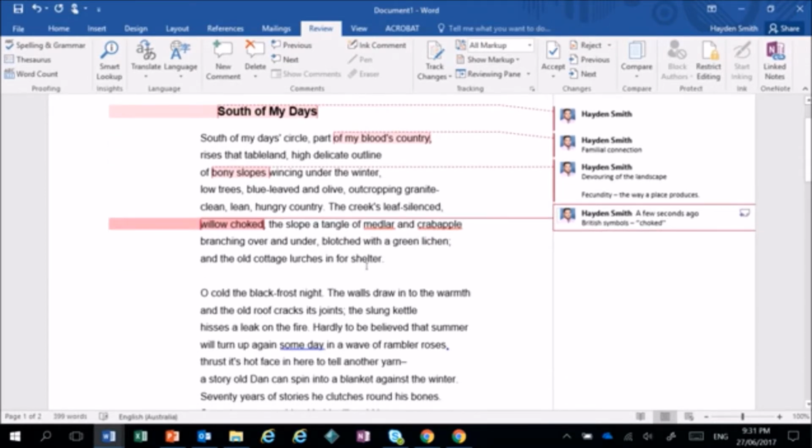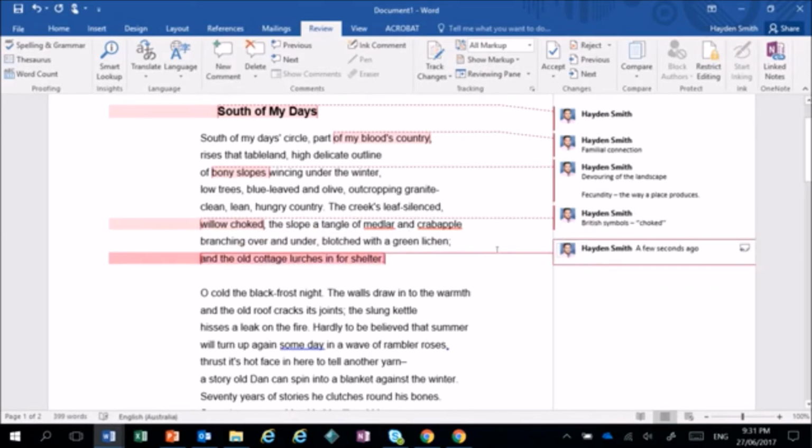Now, the last bit that we get in the first stanza, which I would very much describe as a real landscape, though it uses quite a bit of figurative language, it really paints this great image of the real landscape in terms of the weather wincing under the winter, and the landscape that actually tries to hold back the struggles that is the weather. But we finish with, and the cottage lurches in for shelter. And this allows us to transition into the next stanza, which takes us inside, okay?